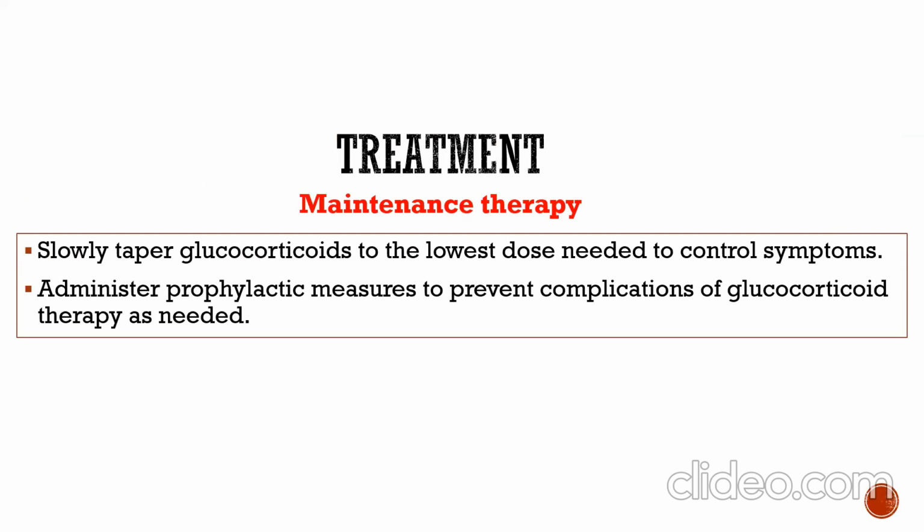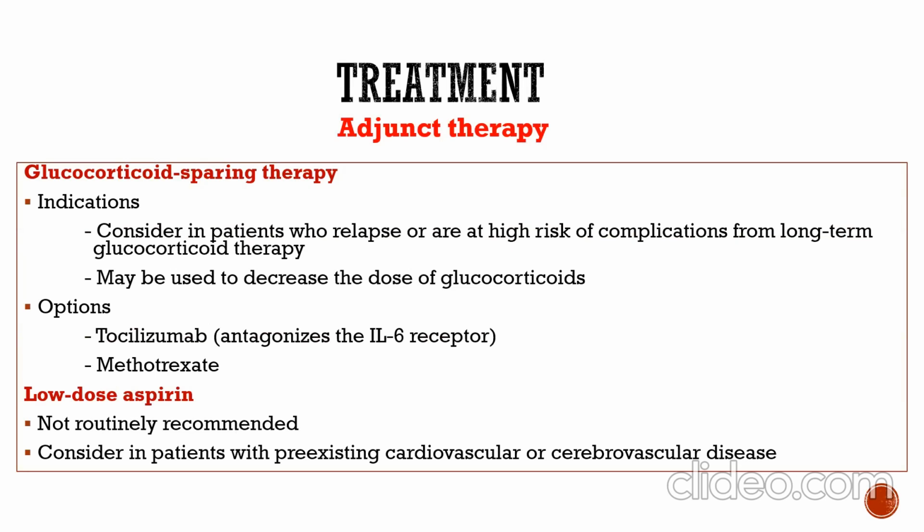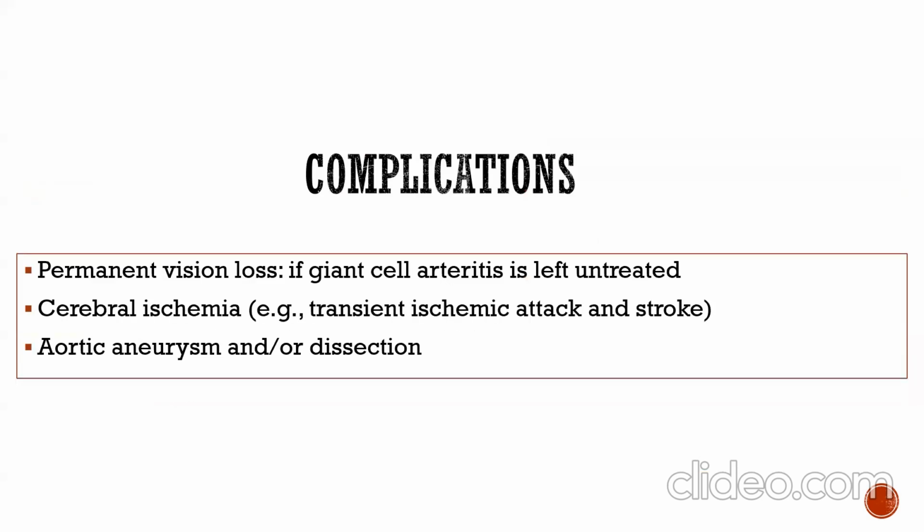The mainstay therapy is to slowly taper glucocorticoids to the lowest dose needed to control symptoms. Administer prophylactic measures to prevent complications of glucocorticoid therapy as needed. Glucocorticoid-sparing therapy. Indication: consider in patients who relapse or are at high risk of complications from long-term glucocorticoid therapy. May be used to decrease the dose of glucocorticoids. Options include tocilizumab, an antagonist of the interleukin-6 receptor, and methotrexate. Low-dose aspirin is not routinely recommended, but is considered in patients with pre-existing cardiovascular or cerebrovascular disease.